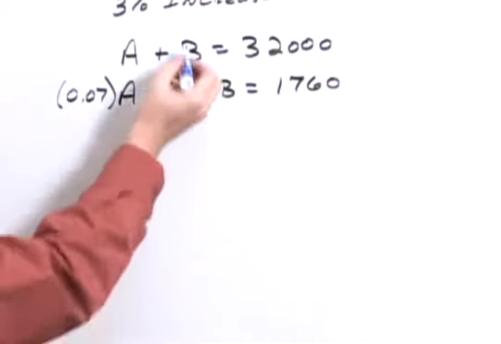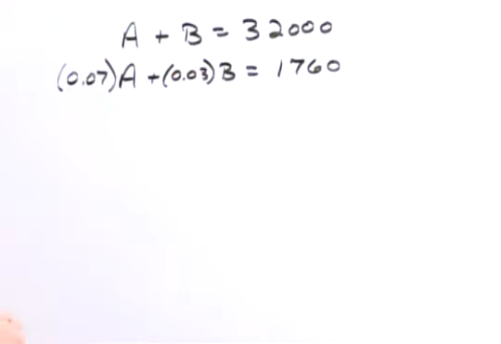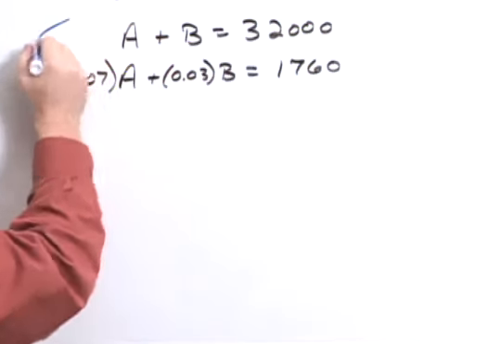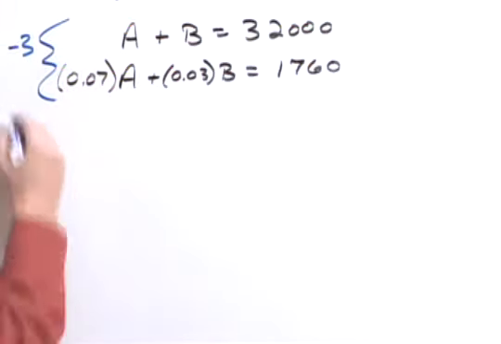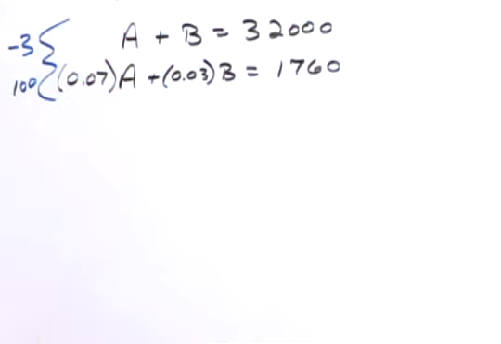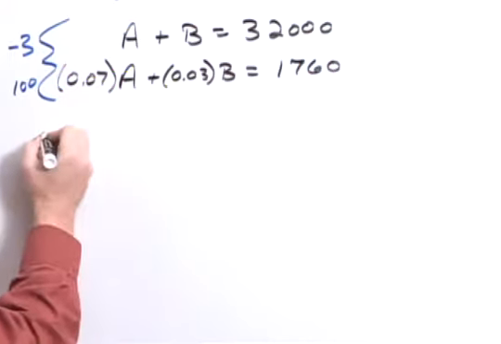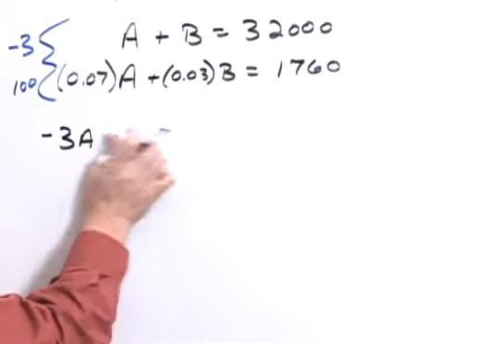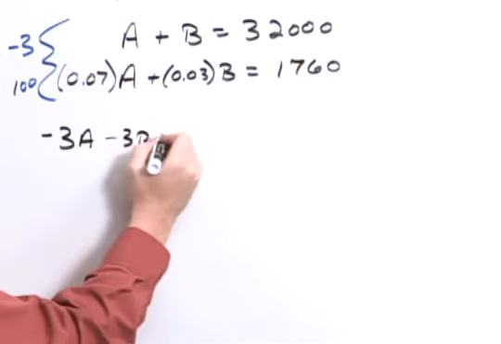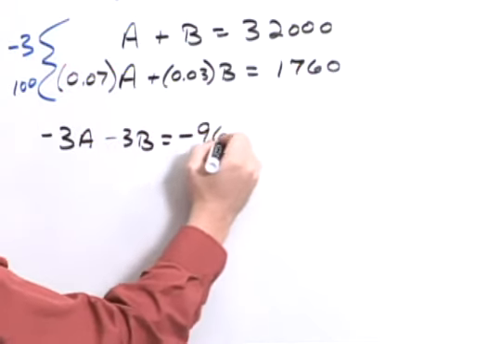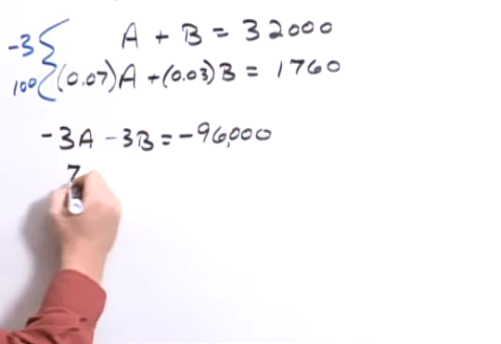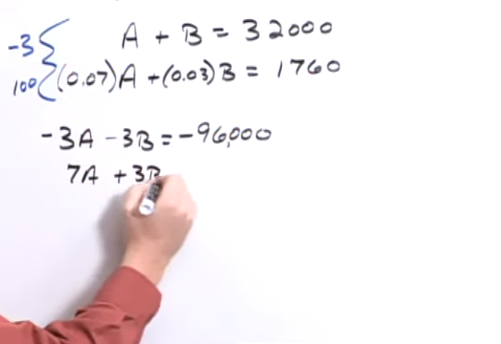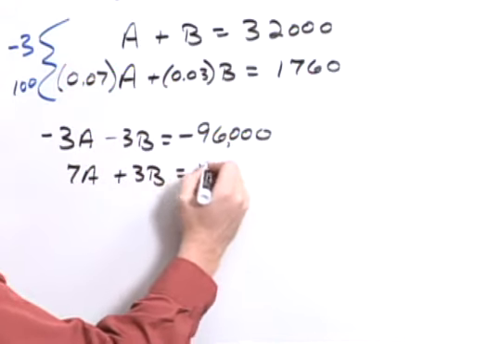Since we want to find out what A and B are, we need to make one of them go away. Let's choose the B. To do so, in this case, let's let the top equation multiply by -3, and the bottom equation I'm going to multiply by 100 so that my decimals go away. That means that my new top equation would be -3A minus 3B equals -96,000. The new bottom equation would be 7A plus 3B equals 176,000.